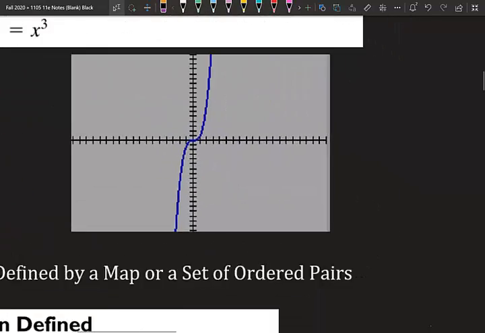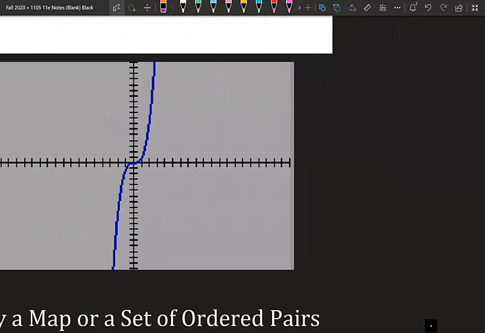Now, our next graph, it is one-to-one. It's hard to see. This part right here, it actually goes like that. It's not a flat line. It curves. So if we did the horizontal line test, it is one-to-one.